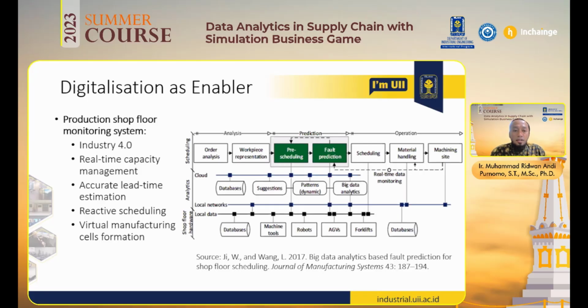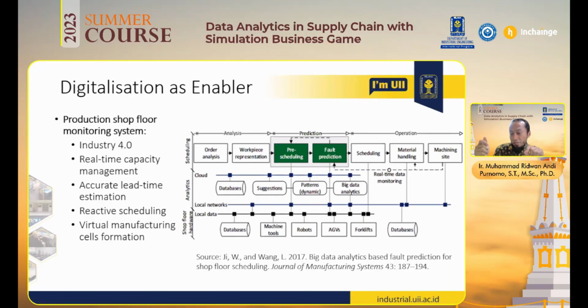So here, actually, if we can extract data from our production shop floor, then we can have Industry 4.0. Actually, we can try to simplify, and the definition of Industry 4.0 is like this. If you are talking about the production shop floor, actually there are two types of factors that need to be considered. The first is flexibility.